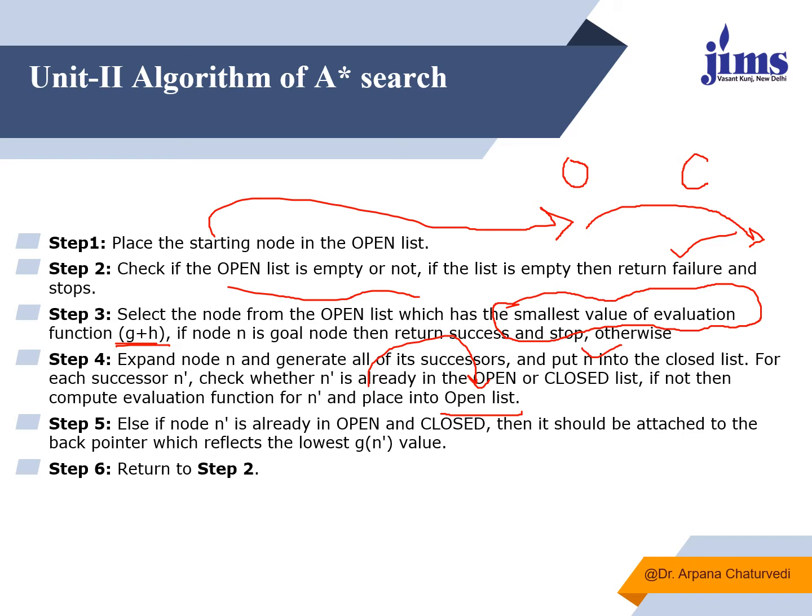So once we reach the solution, if node n is already in the open and closed list, then it should be attached to the back pointer. We have to remember this thing: we have to add it to the back pointer which reflects the lowest g(n) value. Until we are able to reach the goal, we will keep on repeating step 2, then 3, then 4.